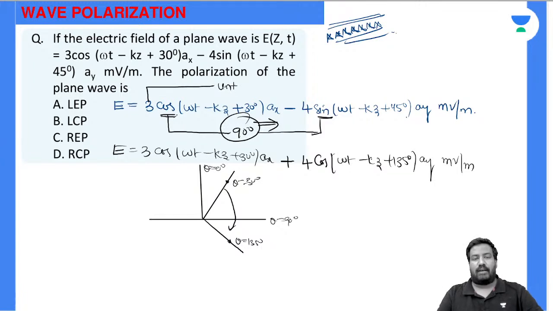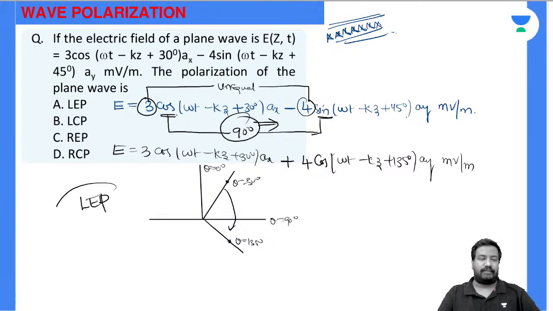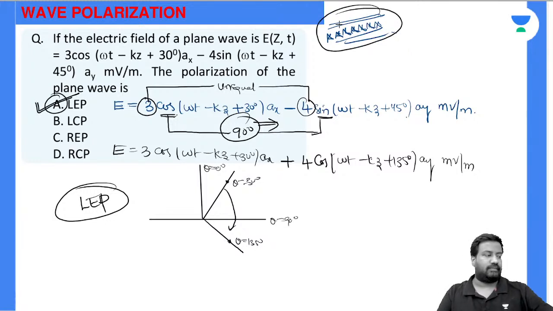Amplitudes are unequal, 3 here and 4 here. Unequal amplitude, very clear. Out of phase by 90, very clear. Elliptical polarization is done. Only I want to know whether it is left or right. 30 to 135, clockwise, left. Therefore, left elliptically polarized. Any doubts, please ask me. Left elliptically polarized, very, very important question.